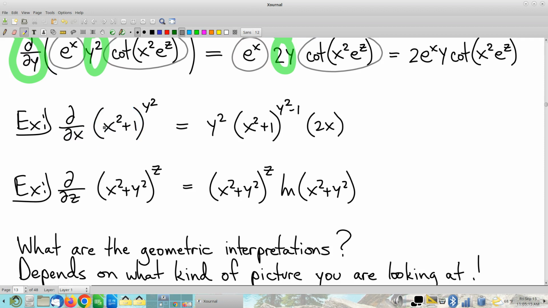Likewise here, another scary looking one, but I'm taking the partial with respect to z. That means z is our variable. That means that all the other variables are constant. So x is a constant, y is a constant. That means this whole base here is a constant. So again, scary looking, but this is just a constant to the power of z. It's an exponential.